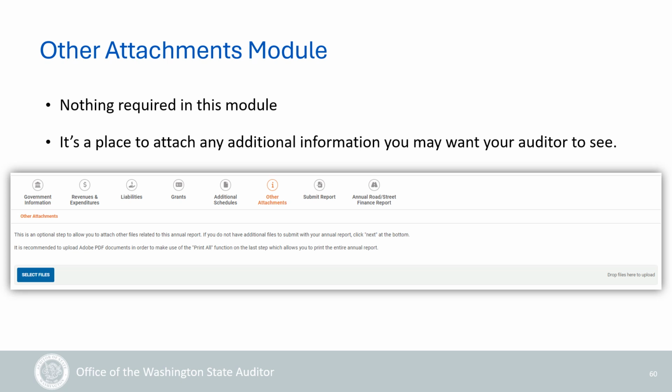The other attachments module is truly only there if you need it. Nothing is required here and is really a placeholder if a government needs or wants to attach something that wasn't asked for already in a previous module. You can skip this module entirely if it is not needed.